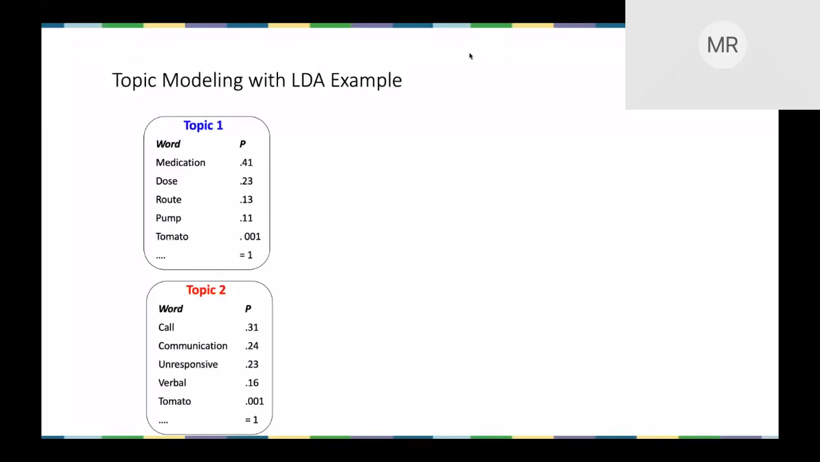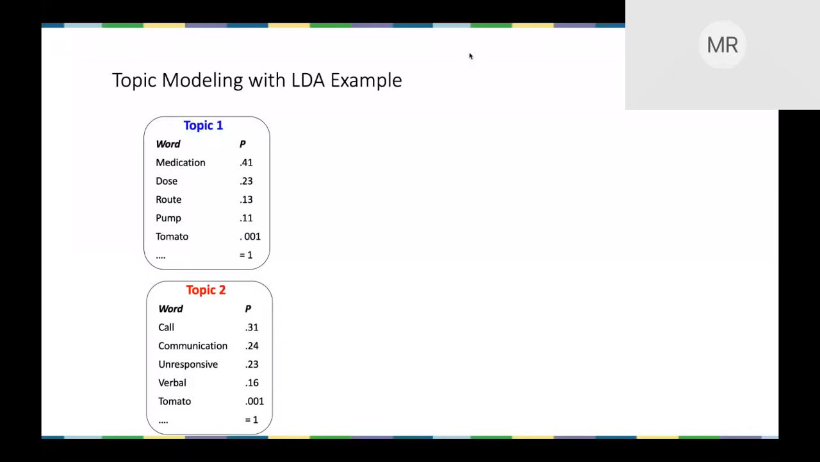if you're not familiar with topic modeling in general or latent semantic analysis, similar things, what it does is, as we're generating some text, some document, we're speaking, we have an idea in mind. That idea is going to change the probability of the words that we use in generating the text. So for example, topic 1 here is around a medication error. Words that you are highly likely to use are medication, dose, route, pump. In the formal modeling technique, all words in a vocabulary have a probability. So you would be very unlikely to say tomato when you're thinking about a medication error.